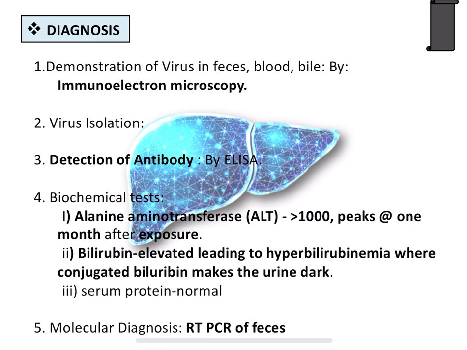We can demonstrate the virus in the feces, in the blood and the bile. We can isolate the virus. We can detect the antibodies, IgG, IgM antibodies with the help of ELISA. And we have biochemical tests like ALT where the peaks are more than 1000 after the 1 month of exposure, and the bilirubin is elevated and the urine will be dark colored. Serum protein is normal. Molecular diagnosis is RT-PCR of feces.